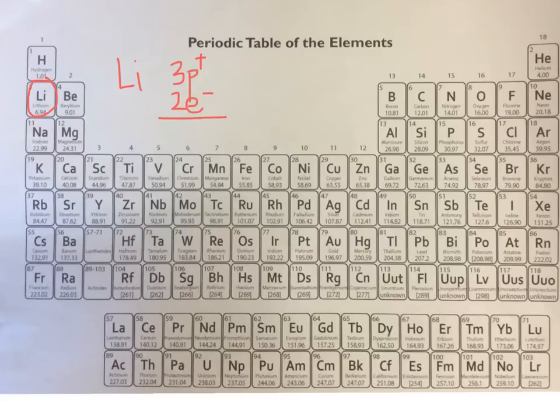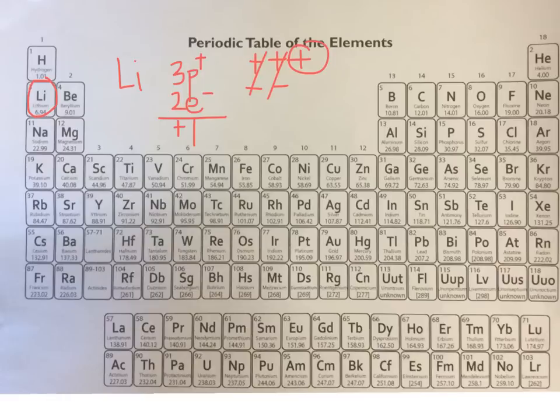Okay? So don't forget that protons are positive, electrons are negative. So if we add these two up together, you end up with a +1 charge overall. Okay? So if you are not seeing that, let me write it out like this. 3 positives, 2 negatives, right? So then these cancel out and you're left over with 1 positive charge. So lithium will have a +1 charge.